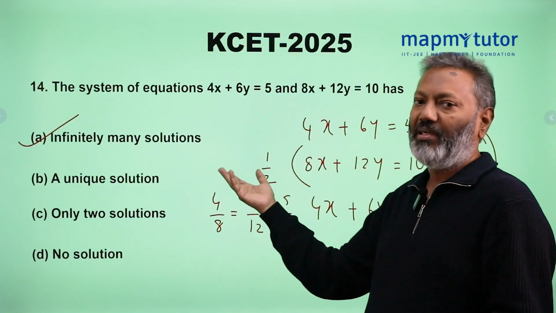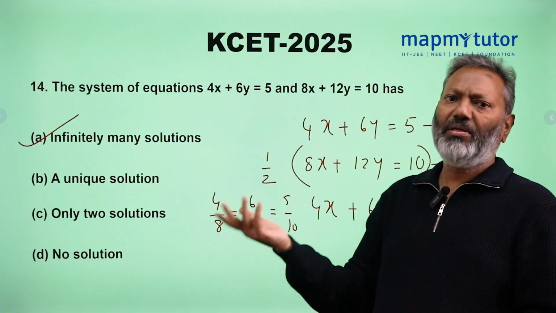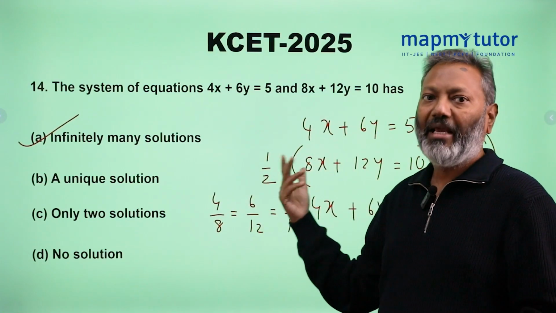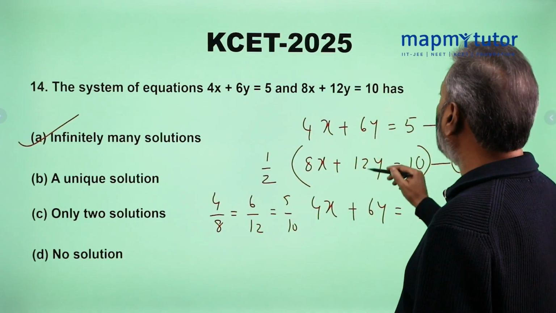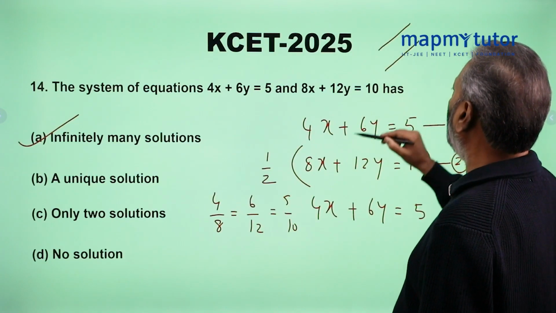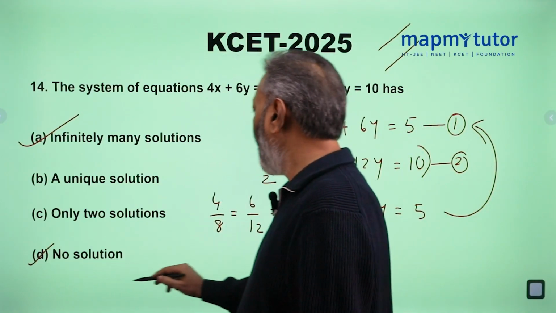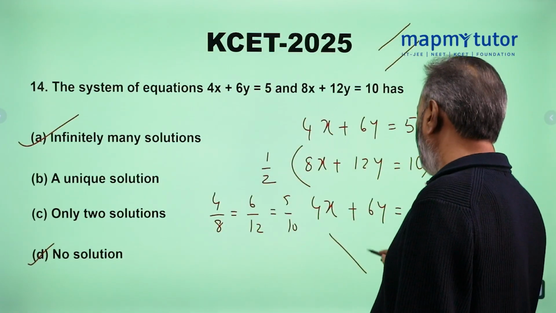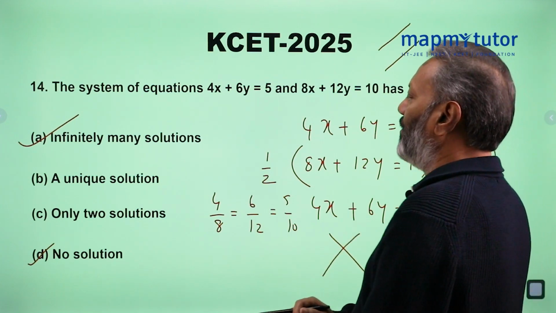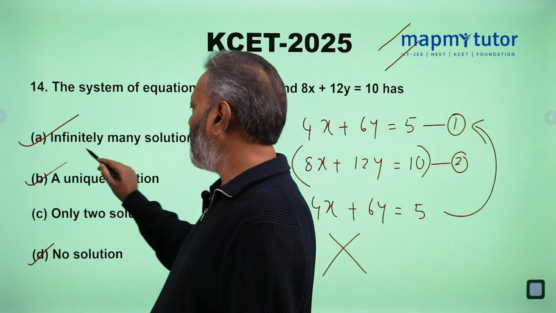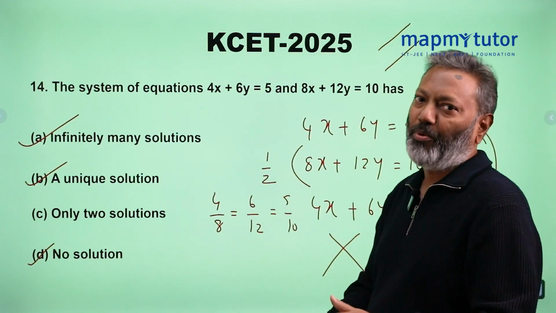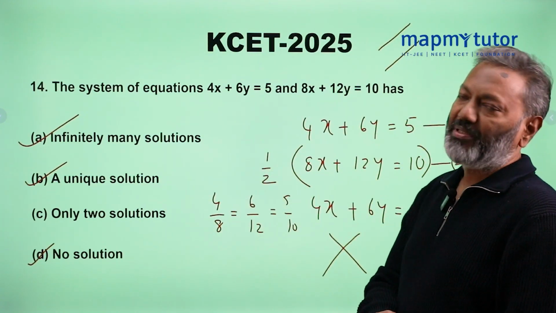Actually, there is one more method using determinants. That is also easy, but this is easier. Why? Because suppose these two lines are parallel, can you tell me what is the solution? No solution. If two lines are intersecting, then can you tell me what is the solution? Only one. That means unique. Two solutions are anyway not possible. They have given it just for the options' purpose.